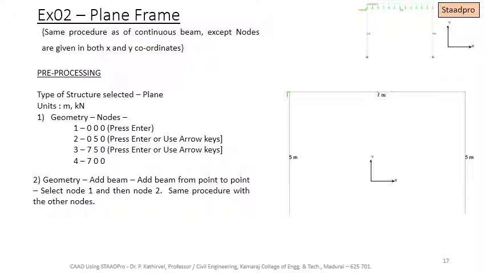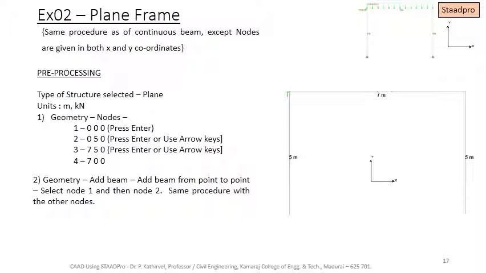So initially the type of structure selected is plane with units kilonewton meters. The first step is geometry, nodes. The first node is given as the origin 0, 0, 0, which is the bottom left. The second node is 0, 5, 0. It moves in the y-axis 5 units. And third node is 7, 5, 0, 7 units in the x and 5 units in the y. Fourth node is 7, 0, 0, moving 7 units in the x-axis. So the fourth node is the support in the right end. So this is the first step. 4 nodes are fed into the system.